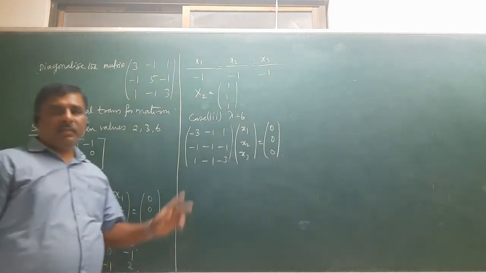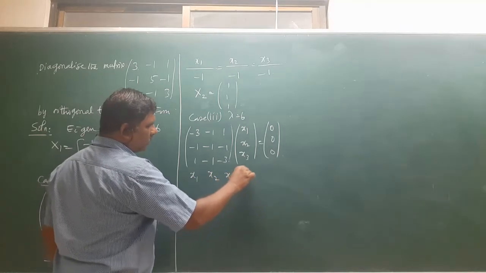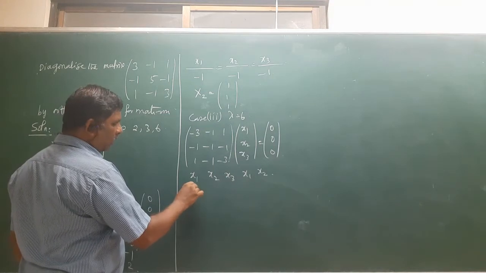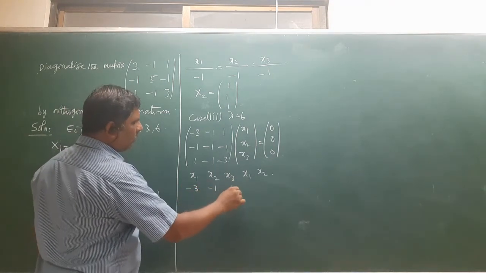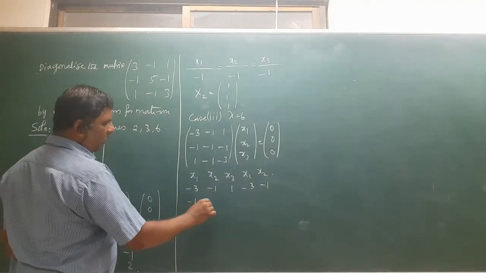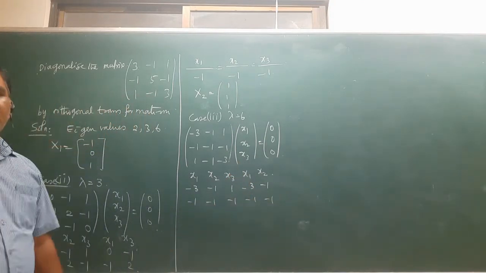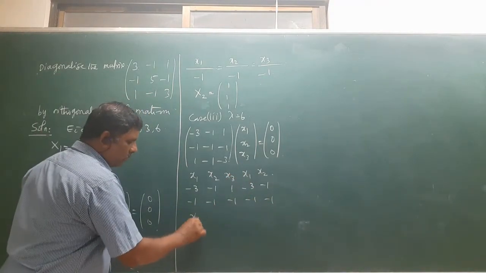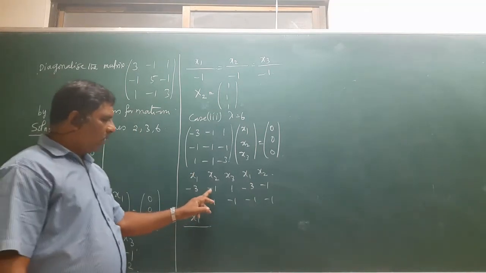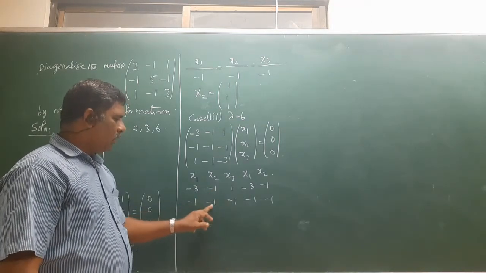To find the eigenvector for this, write x1, x2, x3, x1, x2, with the rows minus 3, minus 1, 1 and minus 1, minus 1, minus 1. Now, to find the x1 value, leave the x1 column and find the determinant of the remaining two columns. That is 1 plus 1, 2.